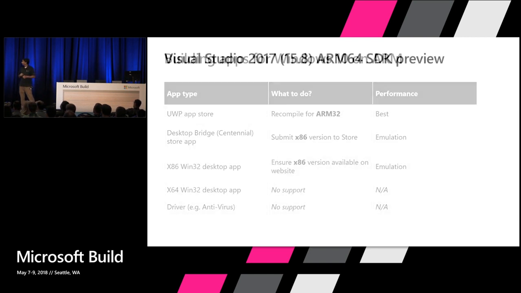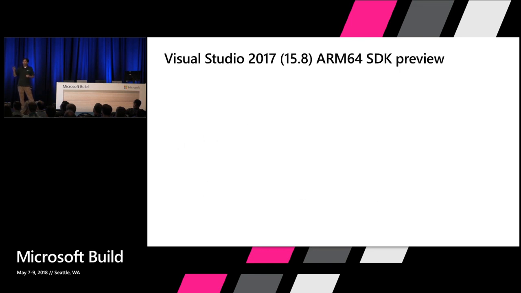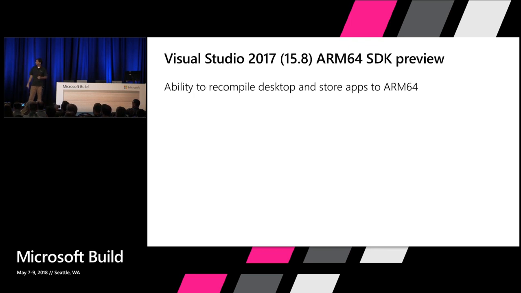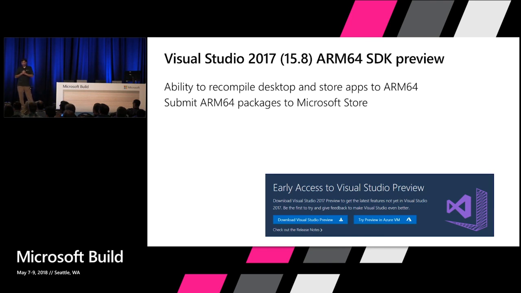And so today, I want to announce that with the Visual Studio 15.8 preview, we have the ARM64 SDK support, right? What this means is it allows you to recompile all of your apps, desktop or store, to ARM64. The store will soon open up and accept ARM64 packages as well, right? So with this change, ARM64 is now a first-class citizen. It is on par in terms of tools and compiler support, just like x86 or x64, right? It's just a PC. There is absolutely no difference, right?